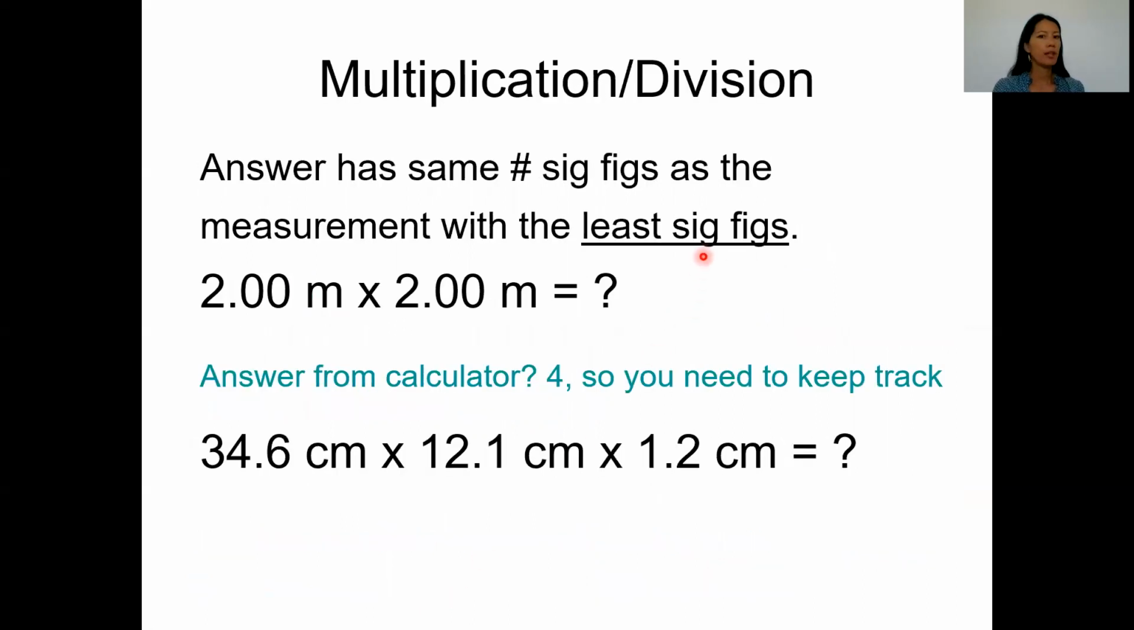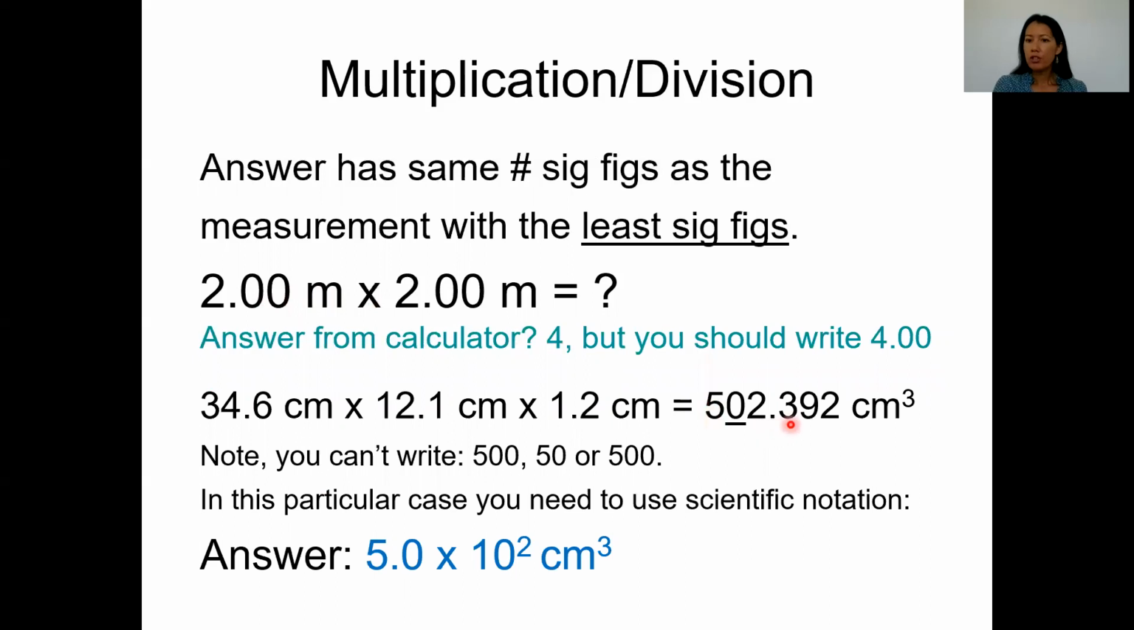Multiplication, you don't use decimal places, you use the least sig figs. So if you punch in 2.00 times 2.00 in your calculator, you get 4. Your calculator is not going to tell you how many sig figs there are. You need to keep track. So this would have 3 sig figs times 3. Your answer is 4. But since I need to make it 3 sig figs, I make it 4.00. Do this one, pause it, calculate it, and find the answer for yourself.